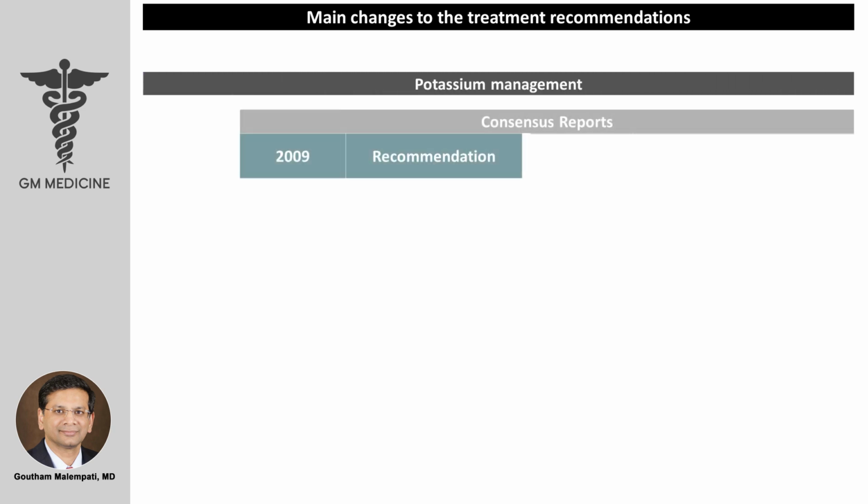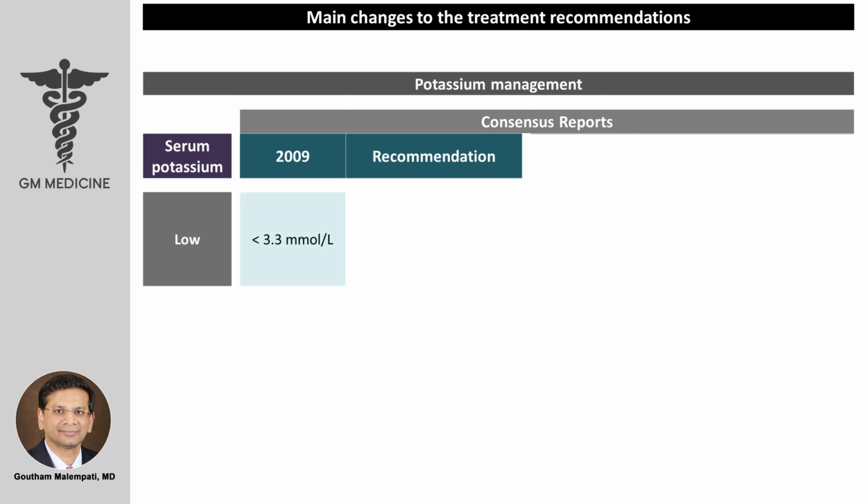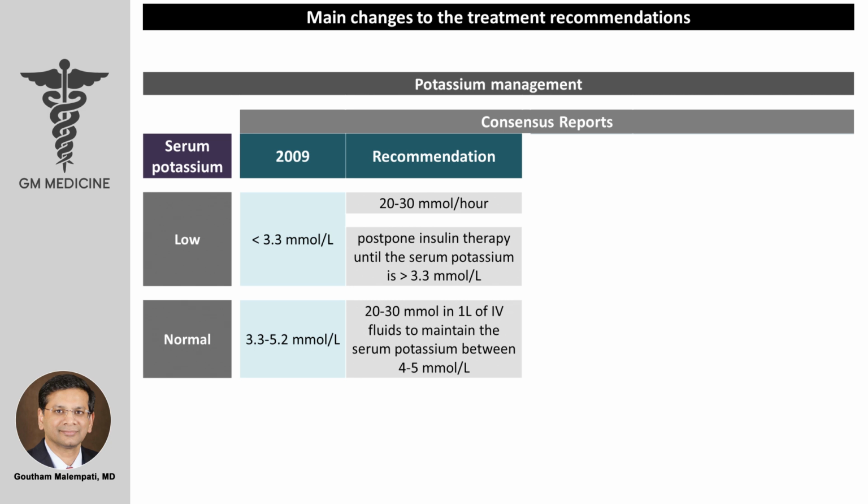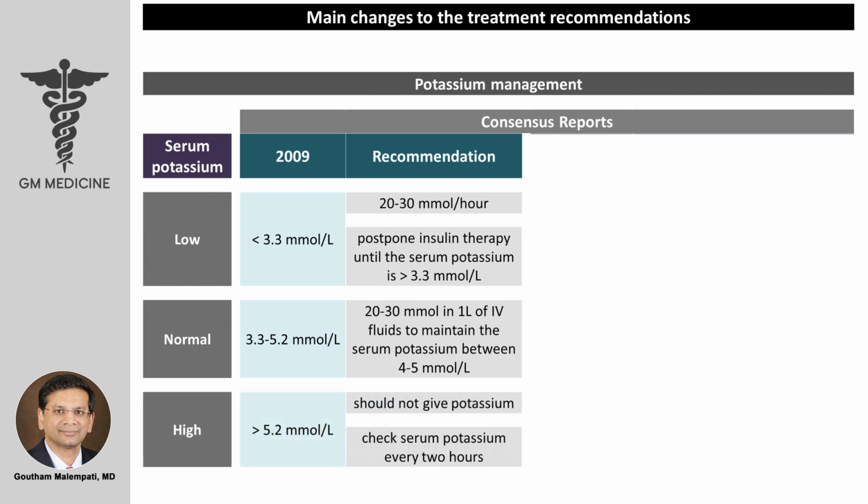Potassium management. In the 2009 consensus report, serum potassium was considered to be low if it was less than 3.3 millimoles per liter, and it was recommended to give 20 to 30 millimoles per hour and postpone insulin therapy until the serum potassium was greater than 3.3 millimoles per liter. It was considered to be normal if serum potassium was 3.3 to 5.2 millimoles per liter, and it was recommended to give 20 to 30 millimoles in each liter of IV fluids to maintain the serum potassium between 4 to 5 millimoles per liter. It is considered to be high if the serum potassium is greater than 5.2 millimoles per liter, and one should not give potassium but check serum potassium every 2 hours.